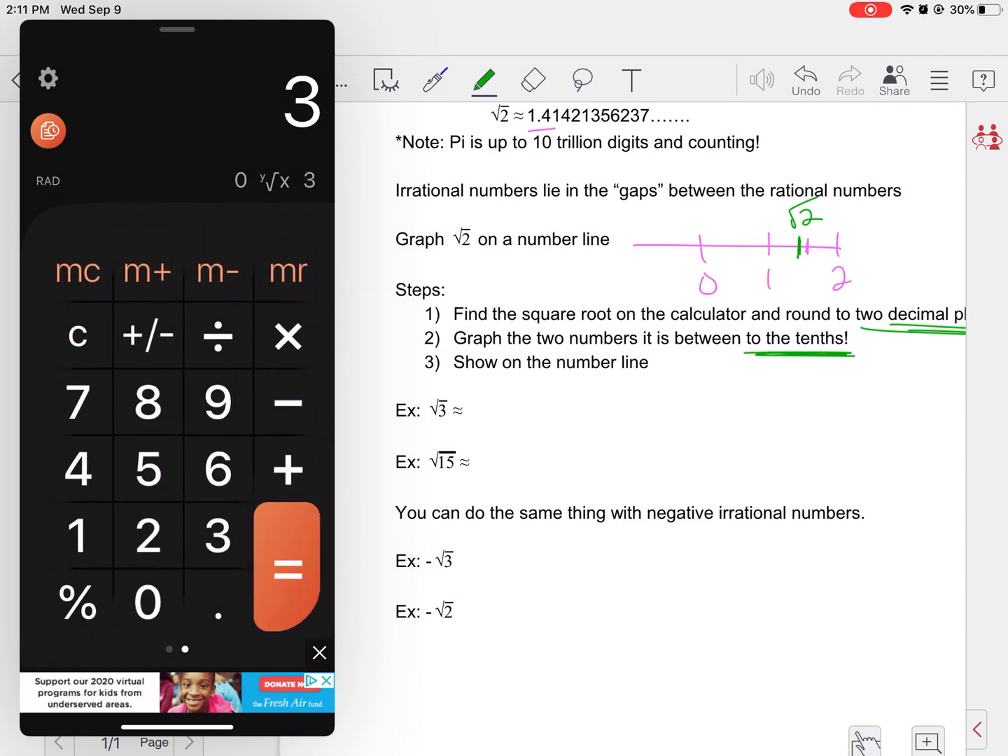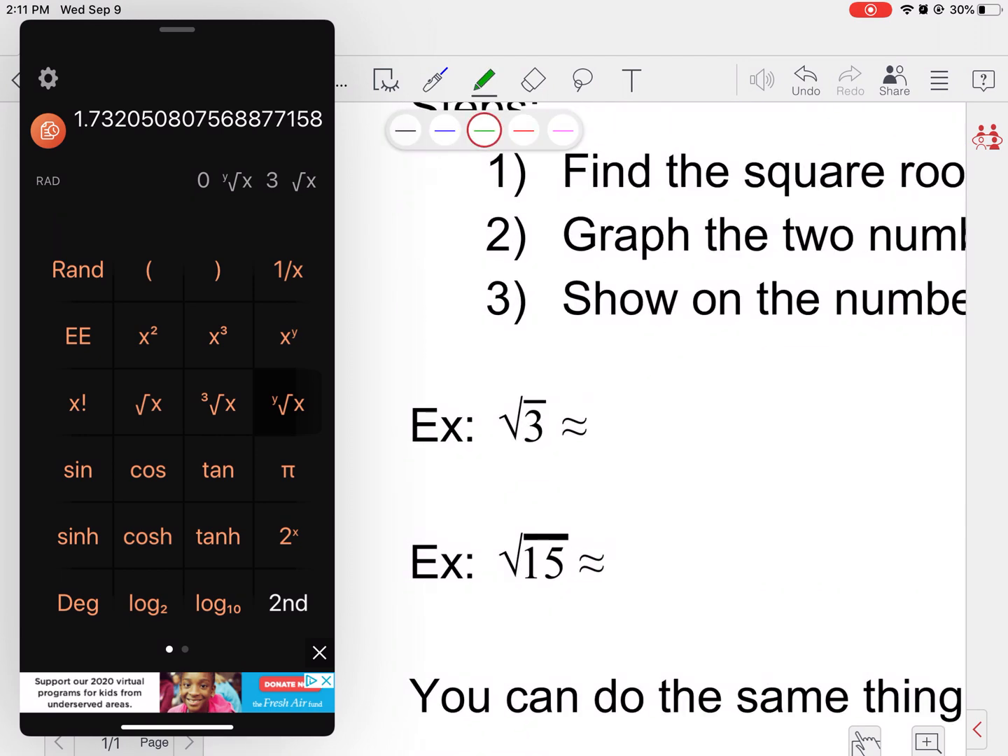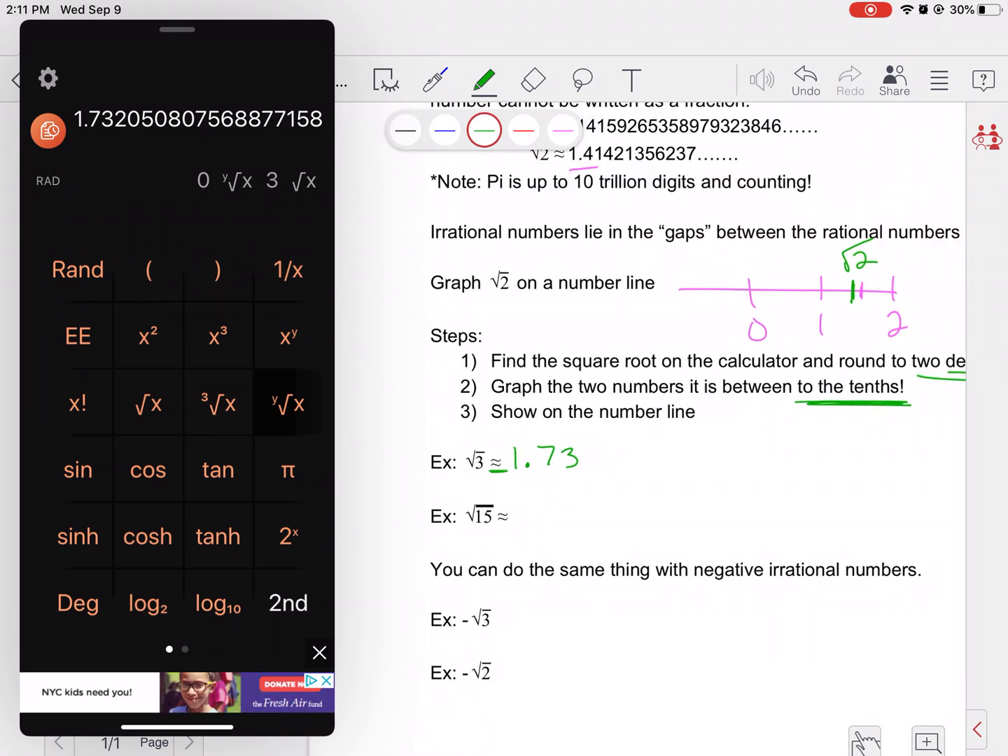So we're going to hit 3, and then we're going to hit the square root button. It might be different on yours. It's telling me that I have 1.73. So I'm going to write that here: 1.73. And see how we have the approximate symbol here? That means I'm rounding it. It's very close to 1.73. And since it said round to 2 decimal places, I'm just going to go 73.